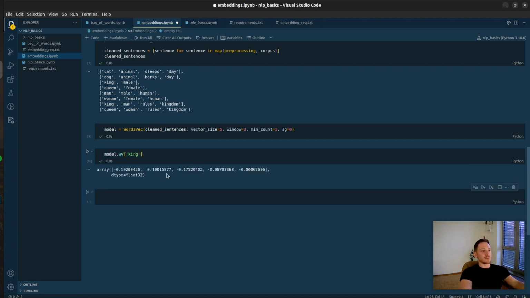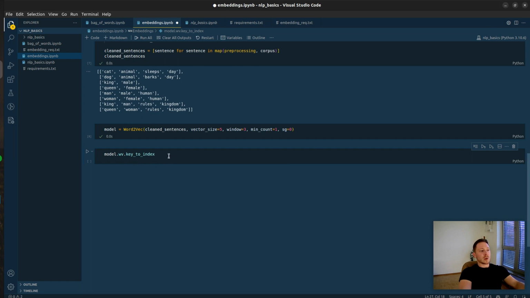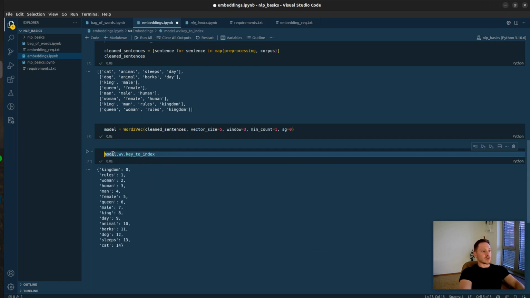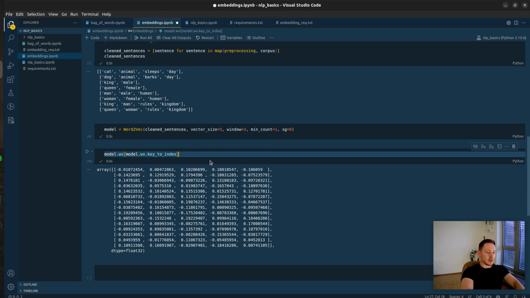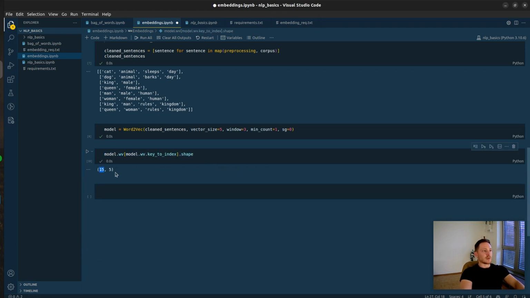embedding of one word. And here we have the 5 rows as we said before. Let us see the whole embedding matrix. With model.wv.key_to_index, we can get all the words in the index, and this is what we want to put into model.wv in the brackets. So here's the whole embedding. The dimensions, we have 15 words and 5 rows.